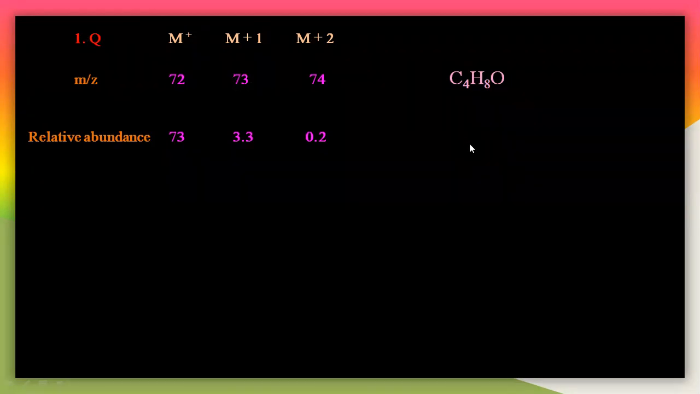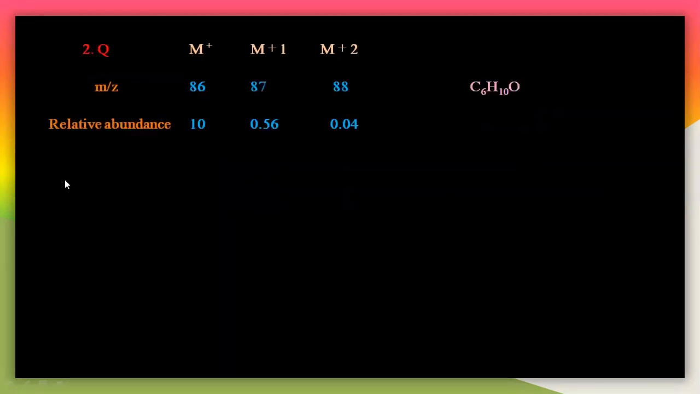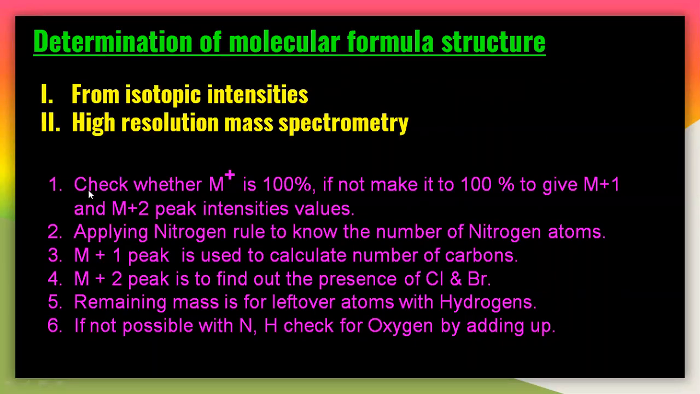Next, see the next rule here. That is, the M plus 1 peak is used to calculate the number of carbons, and the M plus 2 peak is used to find out the presence of chlorine and bromine.